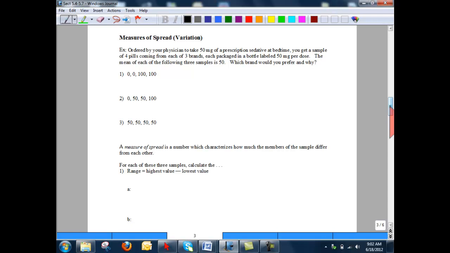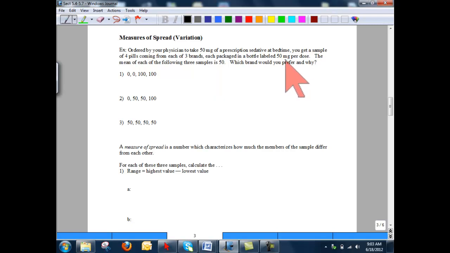This actually happens quite a bit. It's a serious problem in America. Multiple doctors prescribing medication for the same patient. All right, you get 3 bottles of sleeping pills from 3 different companies, and then you're really paranoid, so you take a sample of 4 bottles from each of the 3 brands, and you take them to a lab and have them analyzed for the amount in milligrams of the active ingredient in each of these sleeping pill tablets.